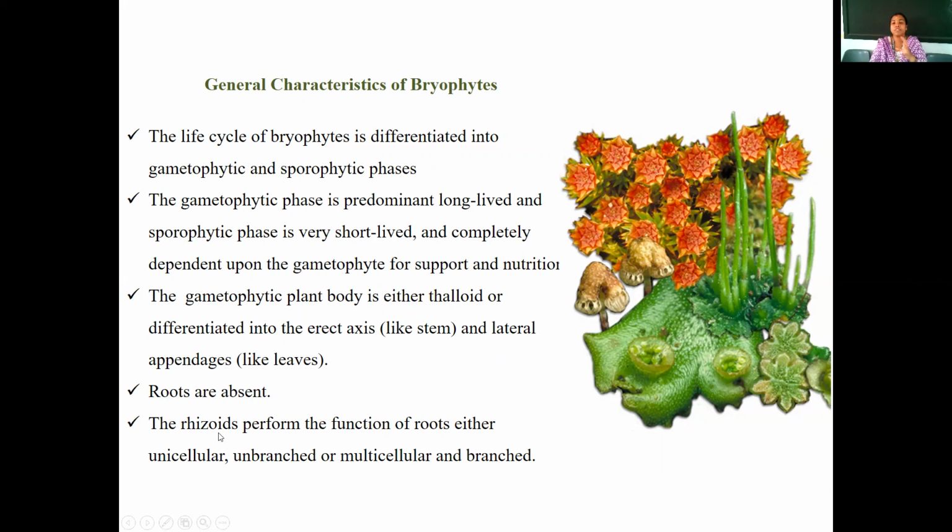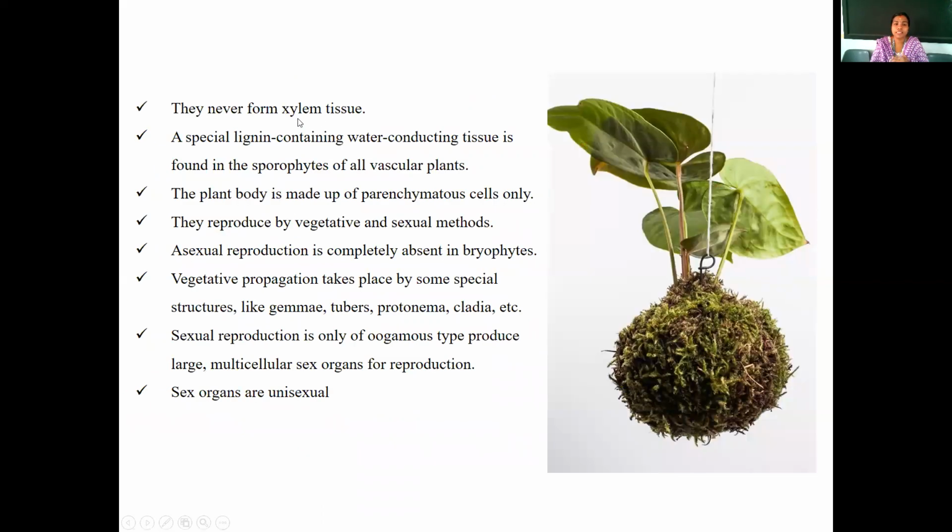The rhizoids perform the function of anchoring the entire thallus to the soil as well as absorbing nutrition. Rhizoids can be unicellular and unbranched, or multicellular and branched, based on the complexity of the thalloid structure of the bryophytic plant. As I discussed, they never form any xylem tissue, the special lignin-containing water-conducting tissue. The plant body is made up of simple parenchymatous cells only, the entire members of bryophytic plants.